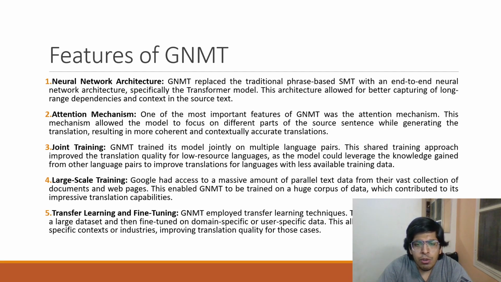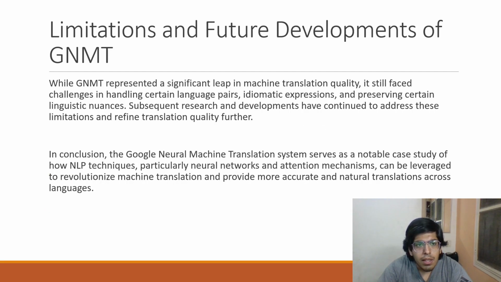Large-scale training. Google had access to a massive amount of parallel text data from the vast collection of documents and web pages. This enabled GNMT to be trained on a huge corpus of data, which contributed to its impressive translation capabilities. Transfer learning and fine-tuning. GNMT employed transfer learning techniques. The model was pre-trained on a large dataset and then fine-tuned on domain-specific or user-specific data. This allowed the system to adapt to specific contexts or industries, improving translation quality for those cases.